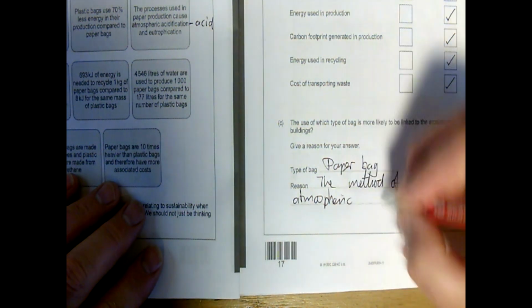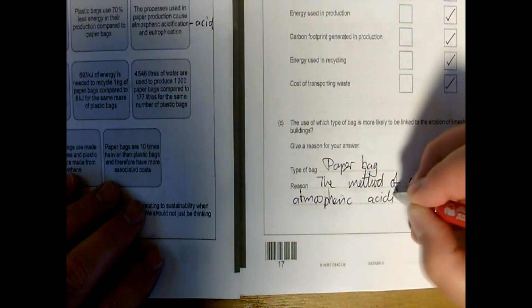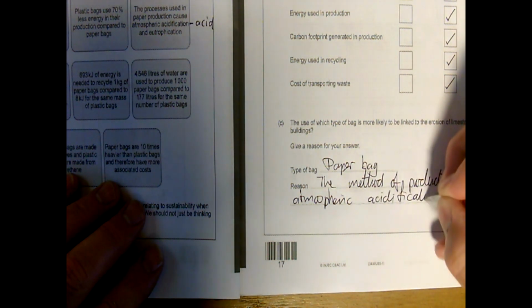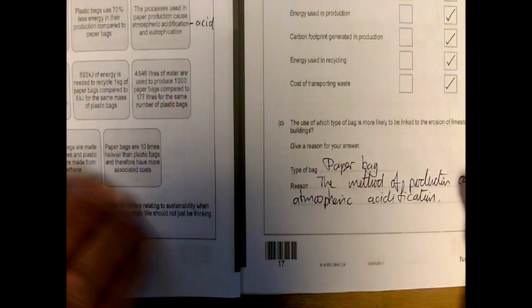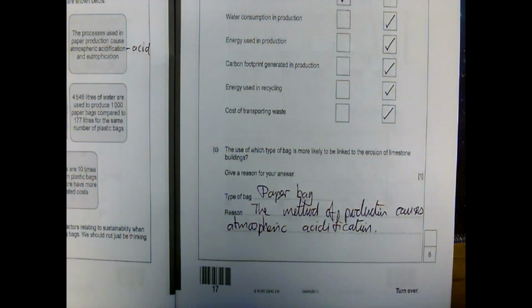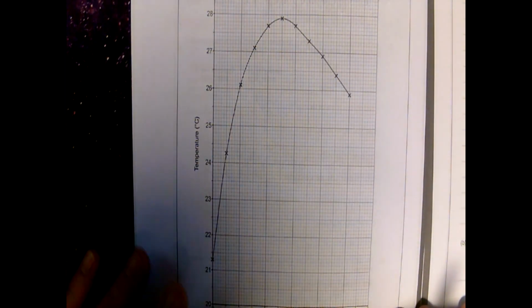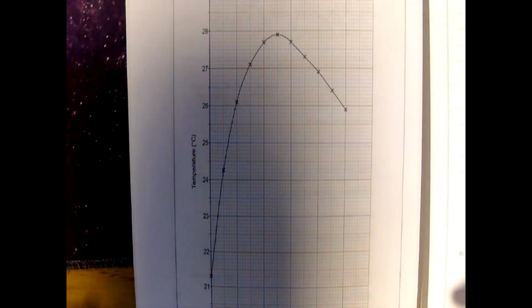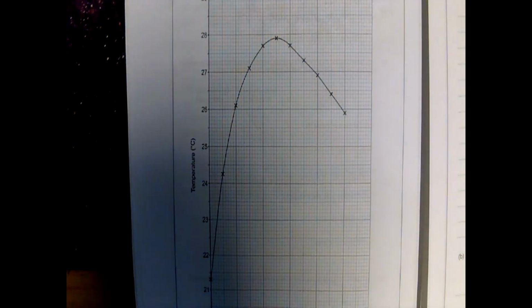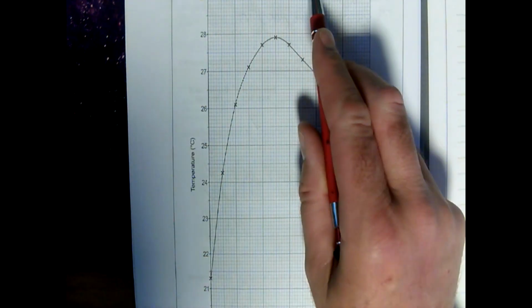Okay, so paper bag production, the method of production, causes atmospheric acidification. In other words, the atmosphere absorbs acidic compounds which then form acid rain that falls on the statues.